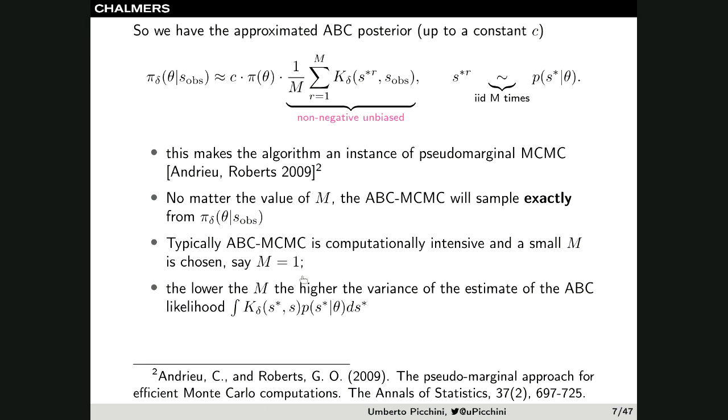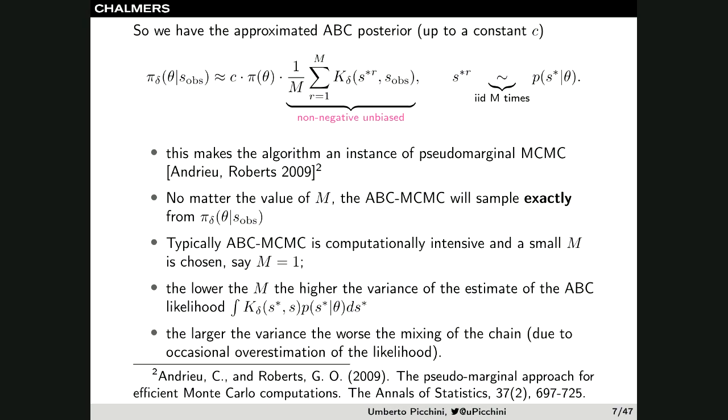In practice, it does matter, because if m is low, this approximated likelihood will be very variable. It will have high variance, and it will influence the mixing of the chain. So the larger the variance, the more likely it is to overestimate the ABC likelihood, and therefore this can cause sticky chains in our sampler.